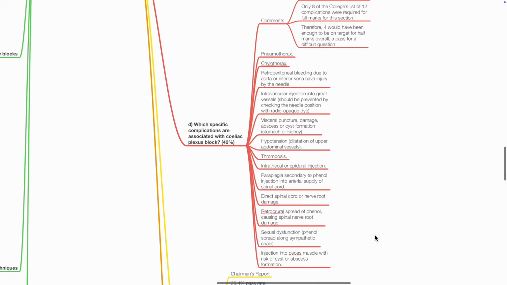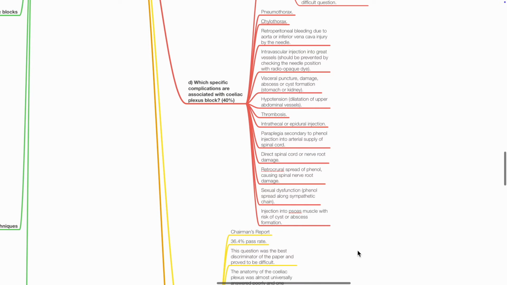phenol injection into the arterial supply of the spinal cord, direct spinal cord or nerve root damage, retrocrural spread of phenol causing spinal nerve root damage, sexual dysfunction, and injection into psoas muscle with risk of cyst or abscess formation.